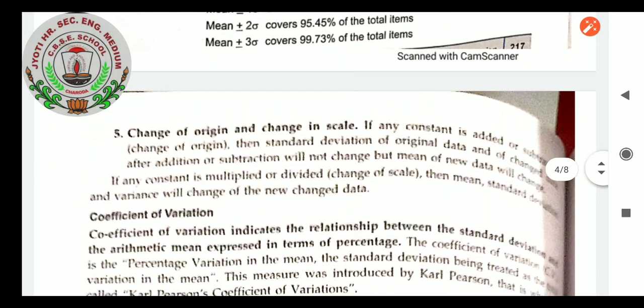Change of origin and change of scale. This is a mathematical property of standard deviation. It states that if any constant is added or subtracted, which is change of origin, then the standard deviation of the original data and of the changed data after addition or subtraction will not change, but the mean of the new data will change. Definitely, when any number changes, it will affect the mean also.